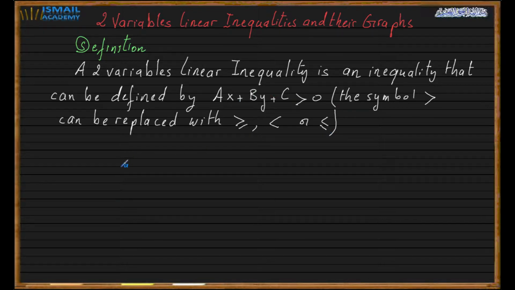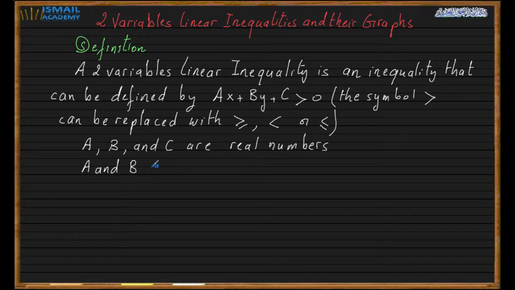So A, B, and C are real numbers, with the condition that A and B cannot both be equal to 0. A and B are not both 0.